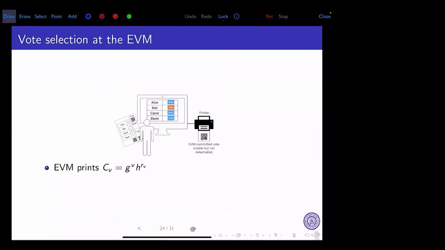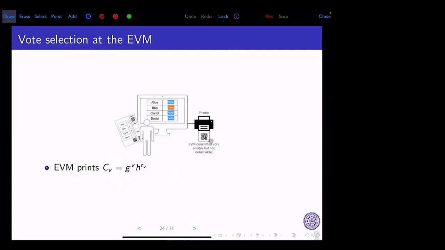The protocol is that you pick up a ballot randomly, and by assumption, all ballots are correct because they're all auditable. So every ballot that you have picked up is a correct ballot. You go to the polling machine, and the first thing you do is cast your vote. And the moment you cast your vote, the EVM prints out a commitment for the vote, using the public parameters G and H.